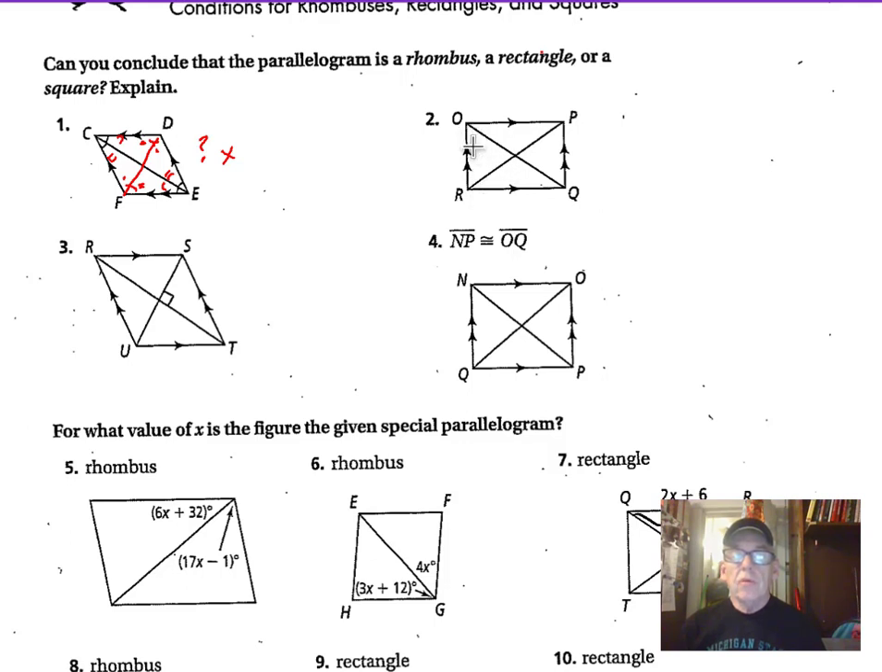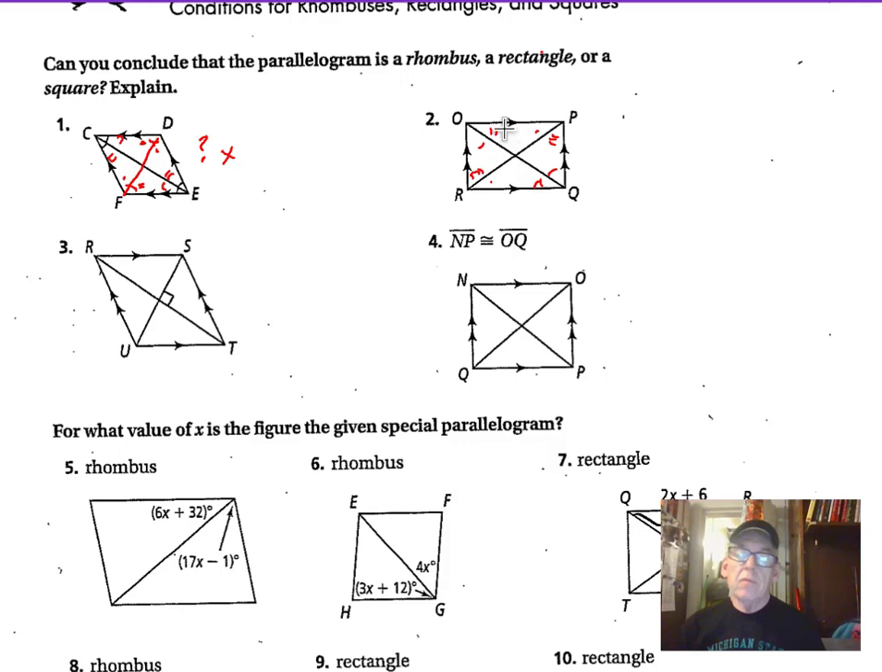For number 2, we've got opposite sides parallel to each other. So that means it's a parallelogram. They're showing us the diagonals. They're not showing us any right angles. We got these alternate interior angles going to be congruent. Those alternate interior angles going this way are going to be congruent. These are going to be congruent this way with this one, and this one is going to be congruent to that one. But there's not enough to make it a rhombus. There's no right angles to make it a rectangle.